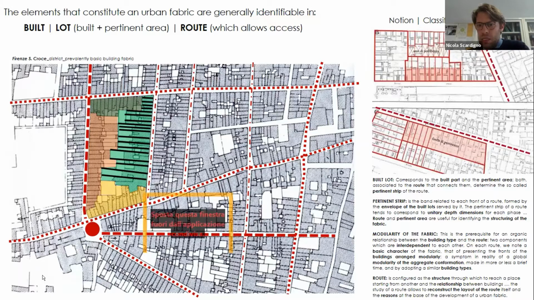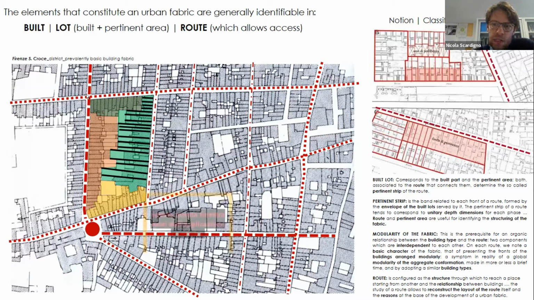These are the built lot, which corresponds to the built part, and the pertinent area. So this is the built part of a lot, and this is the pertinent area, the empty area, just on the back of the built part, both associated to the route that connects them and that determines the so-called pertinent strip of the route.